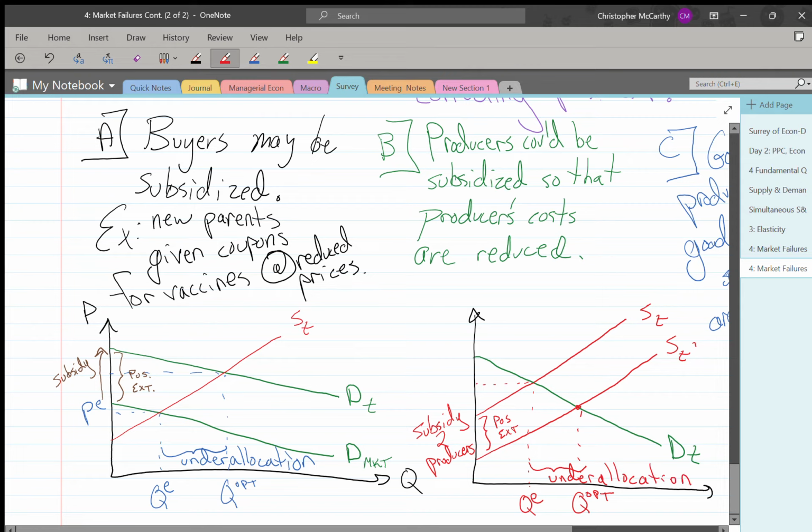So there's two ways to fix it. You're almost always going to see this way, but the other way is a way. It's a way.